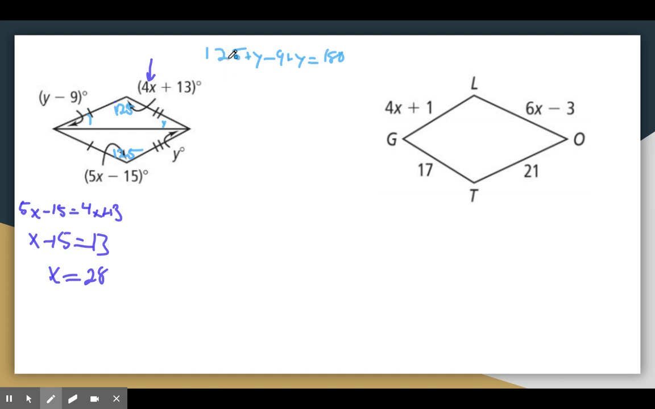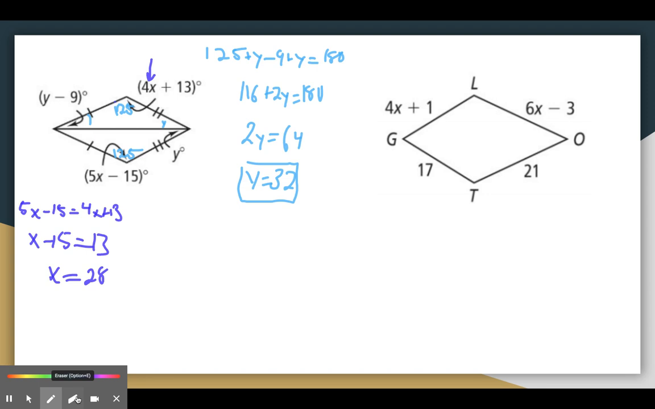So 125 minus 9 gives us 116. y plus y gives us 2y, and 180 minus 116 gives us 64. 2y is equal to 64. Divide by 2, and we end up with y equal to 32. That one was challenging. Definitely don't expect anything as challenging as that on the test.